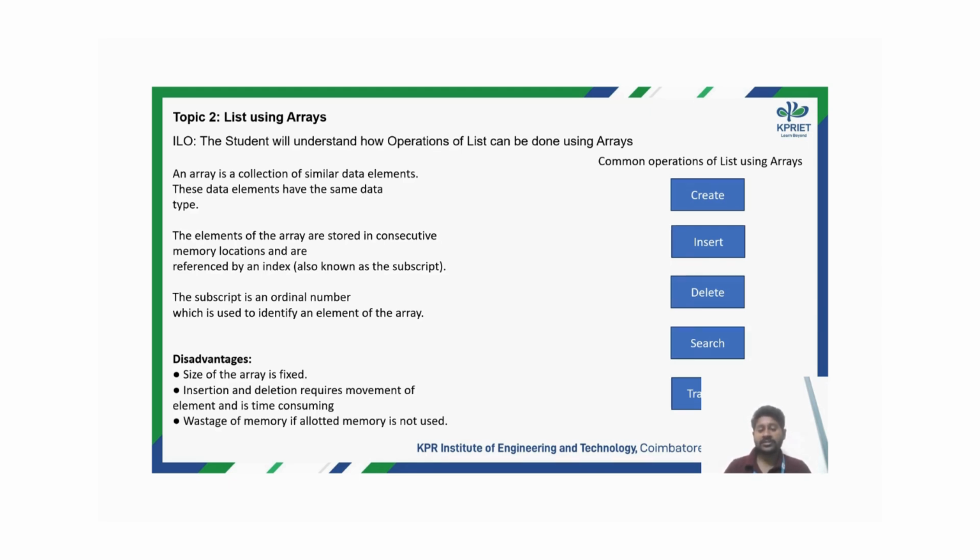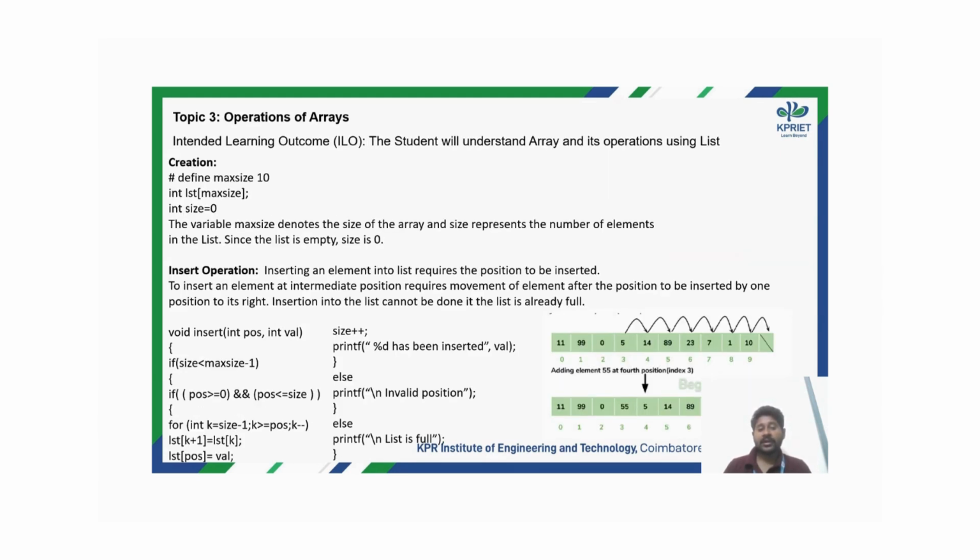This can be overcome by a few operations. The first operation is creating an array, creating the list. Creating the list is very simple: there is no array present there, so what we are going to do is create the list.